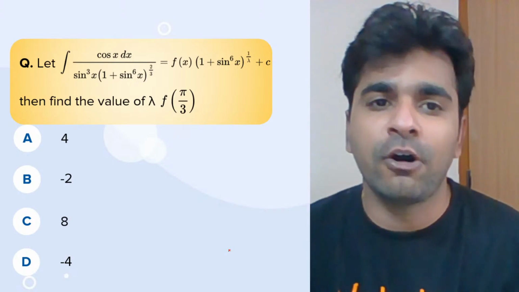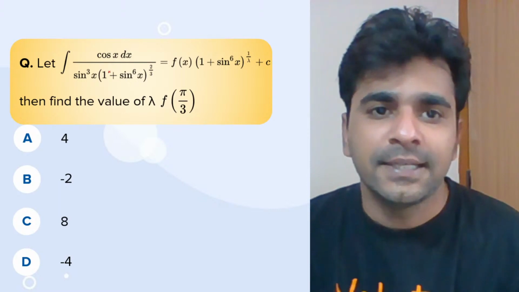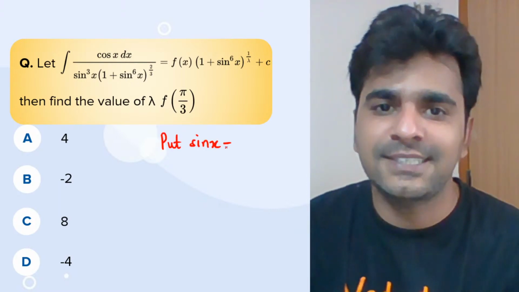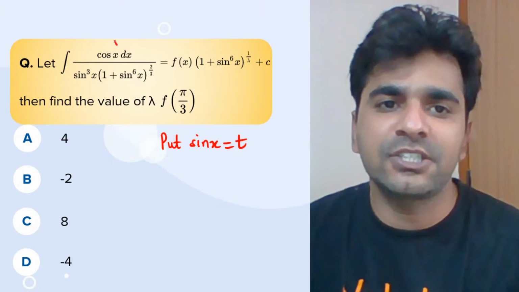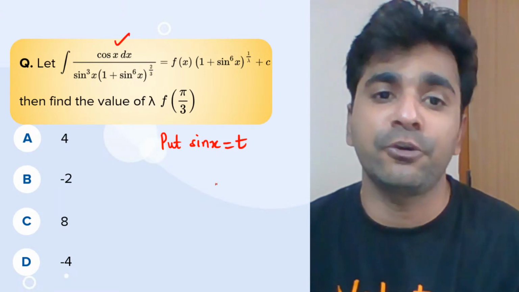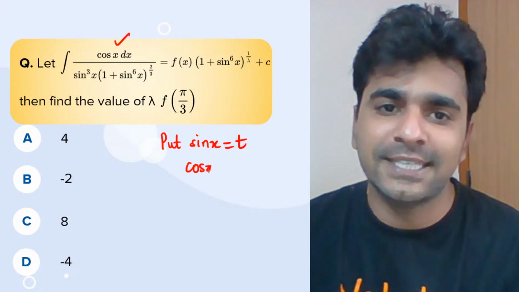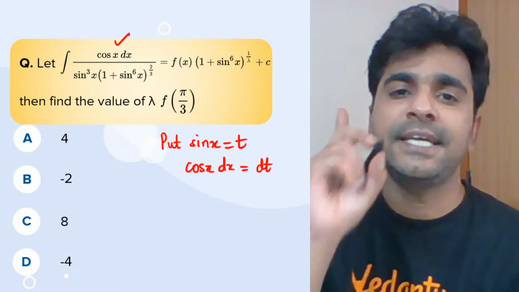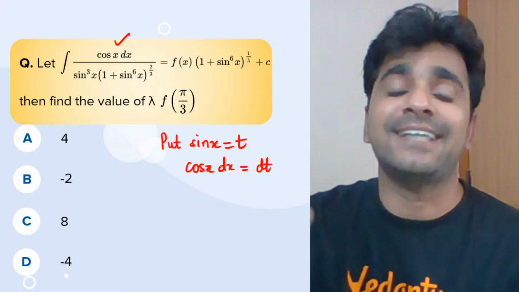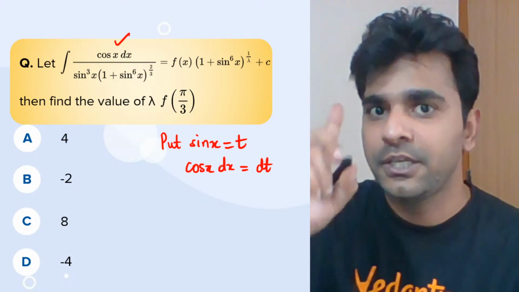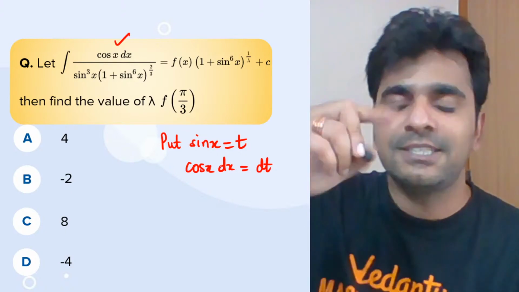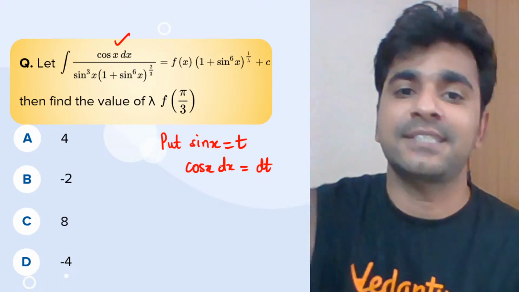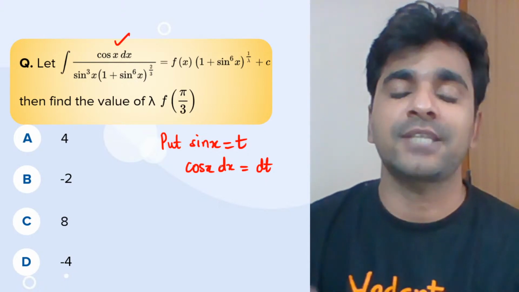First of all, I would like to tell you one thing: if you take sin x as, let's say, t, definitely the differentiation of sin x is written over here in the numerator. That means cos x dx will become nothing but dt. So this is the first hint, that you have to take sin x as t first. Try to get the hint. Since cos x is written in the numerator, definitely you need to put sin x as t.